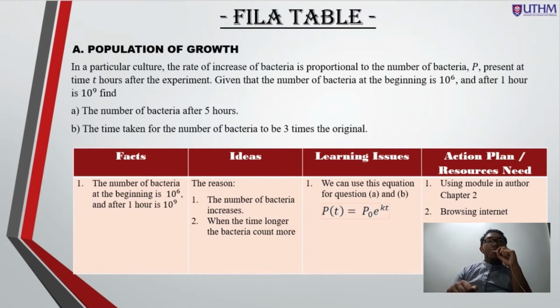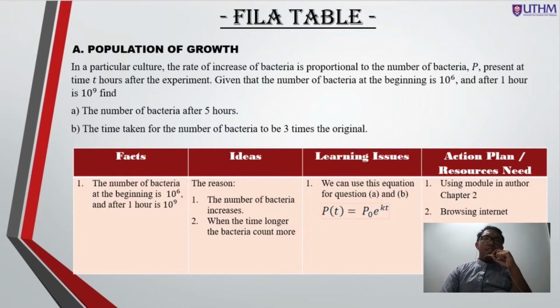First, population growth. You can see in the slide. In a particular culture, the rate of increase of bacteria is proportional to the number of bacteria P present at time t hours after the experiment. Given that the number of bacteria at the beginning is 10 to the power of 6 and after 1 hour is 10 to the power of 9. Find A, the number of bacteria after 5 hours. Then B, the time taken for the number of bacteria to be 3 times the original.